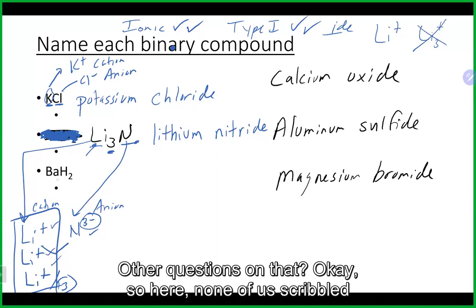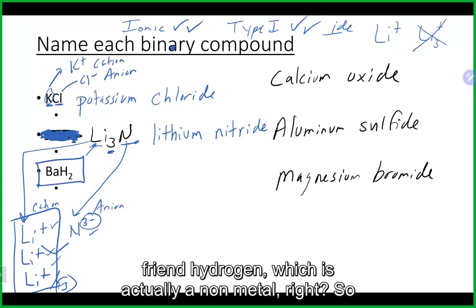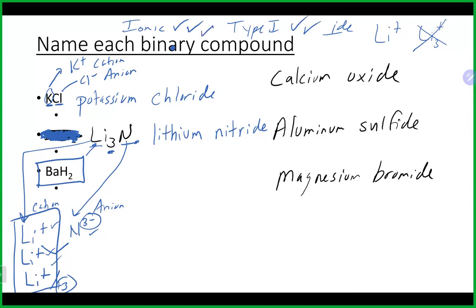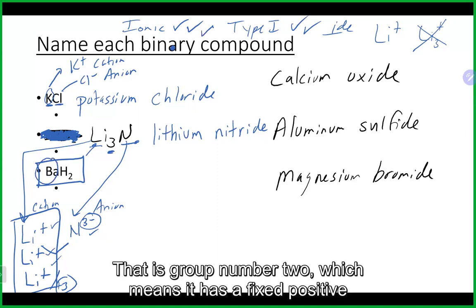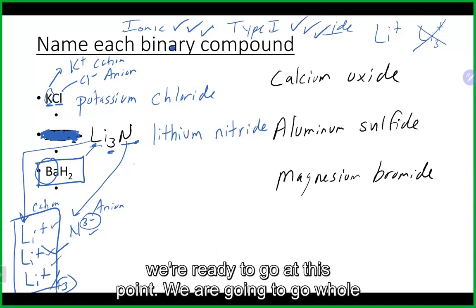So here, now that I scribbled all over it, we have Ba, which is a metal, and we have our friend hydrogen, which is actually a non-metal, right? So again, that is ionic. Once again, it is the barium that's the most important thing. That is group number 2, which means it has a fixed positive charge of +2. That again checks the box for type 1. So we're ready to go at this point.